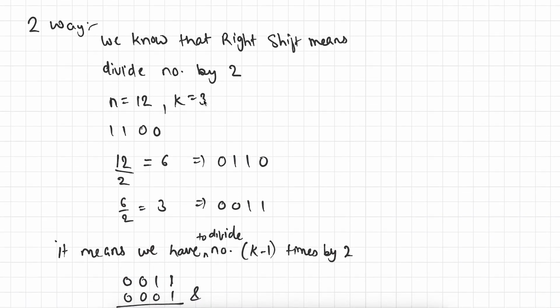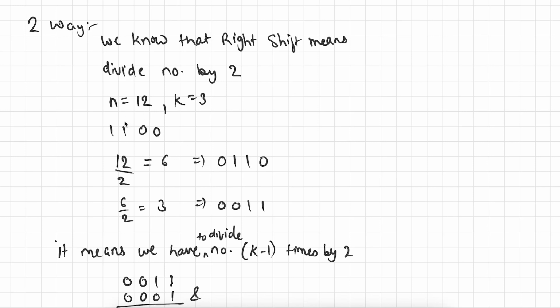And what is the second way? We know that right shift means dividing a number by 2. And we have learned in the previous video that whenever we do right shift, we are reducing the power of 2. It also means when we divide a number by 2, the power gets reduced, right? So let's say n equal to 12 and k equal to 3, the value of n is 1100, the binary representation of 12. When we divide 12 by 2, we get 6, and the binary representation of 6 is 0110.